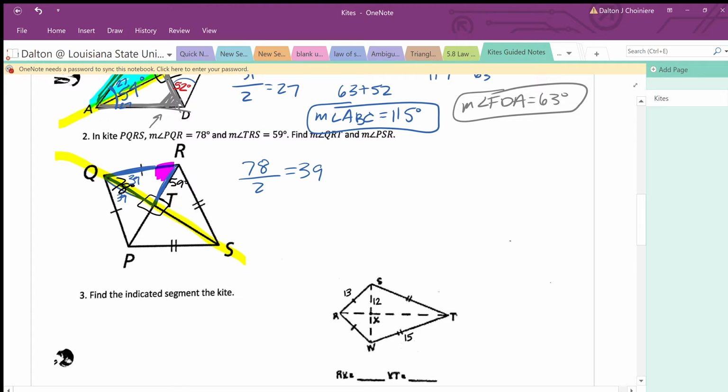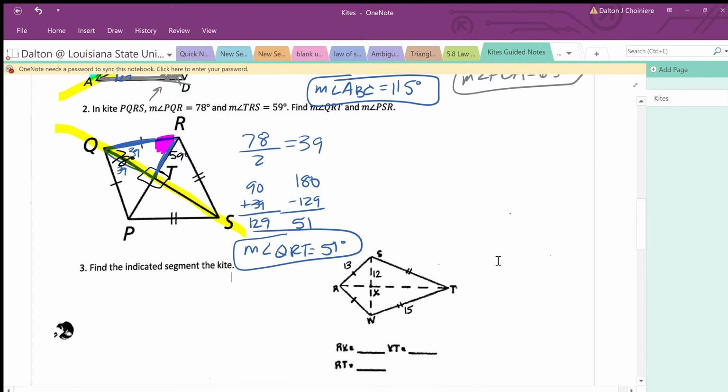Well, again, if I just look at that blue triangle, I know one angle is 90. I know the other angle is 39. So if I add 90 plus 39, I get 129, which means if I want to find that pink highlighted angle, I'm going to subtract 180 minus 129, and I'm going to get 51. So there's my first answer. The measure of angle QRT is 51 degrees.